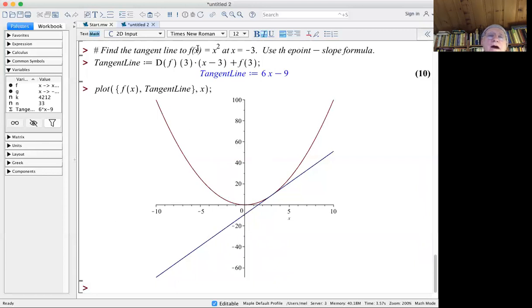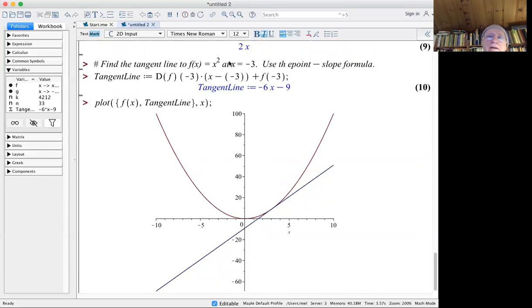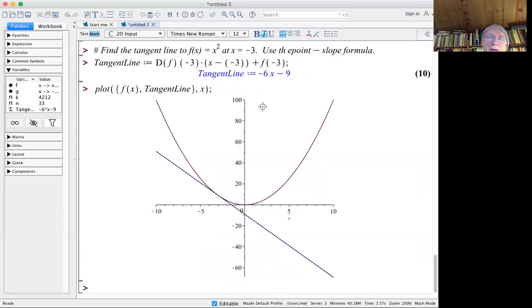I wanted the tangent line at x equal minus 3, but I plugged in plus 3. So this should be minus 3, minus 3, and minus 3. Now that is the tangent line. Yep, and here it is. At x equals minus 3, that is the point of tangency.